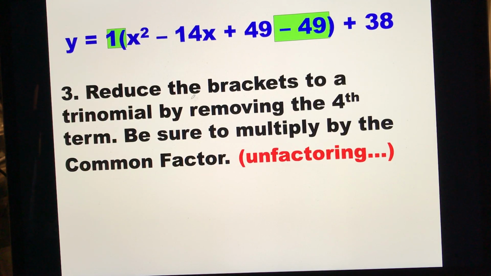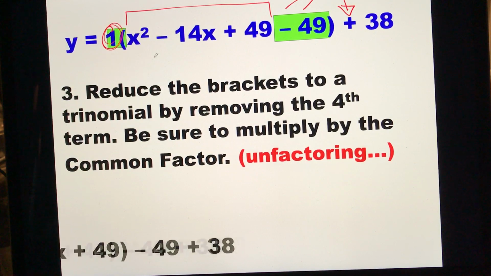So the next step, step 3, is we're going to reduce the brackets to a trinomial. I want to be able to factor that trinomial, and I have this negative 49 sitting here. So what I do is I'm going to actually pull it out and write it outside of the bracket. And when I do that, I essentially have to unfactor it. I have to multiply it by whatever is sitting out front. Now in this case, it's actually a 1.